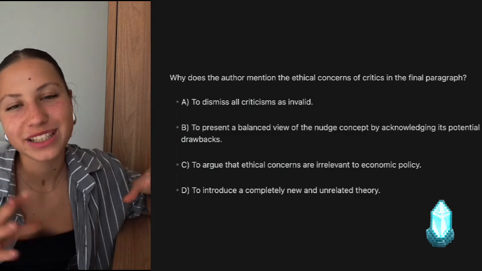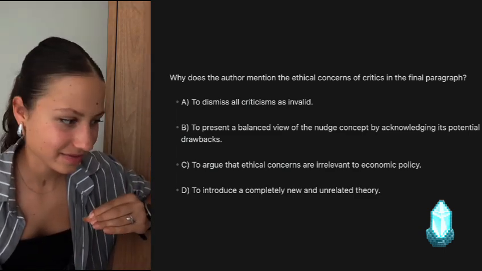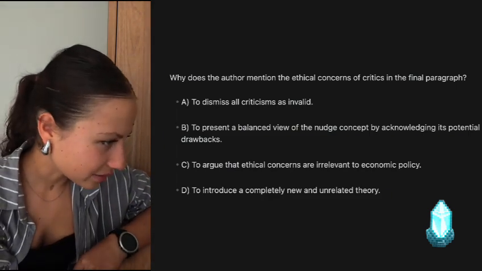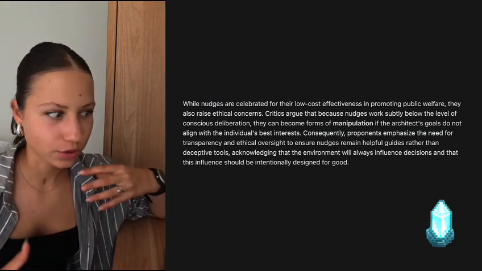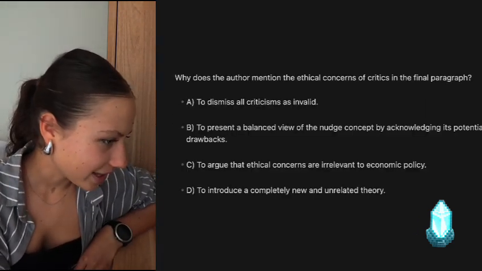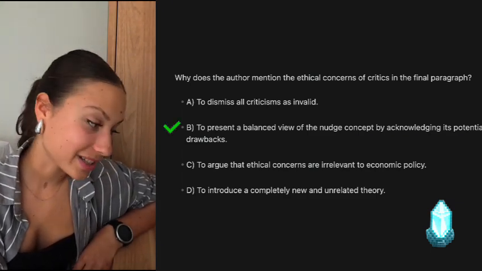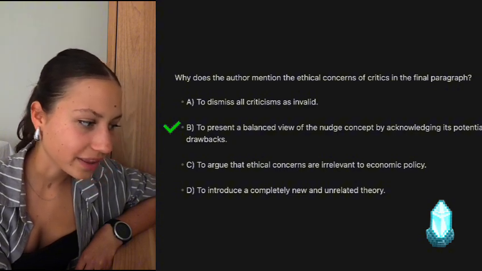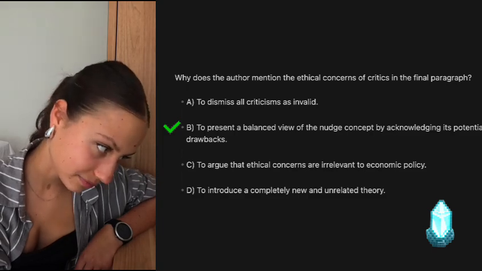So the author spends most of the passage discussing nudges. And in the last one, we see that he's trying to provide a balanced point of view. So the correct answer is B. To present a balanced view of the nudge concept by acknowledging its potential drawbacks. And the last question. You have to choose the most suitable meaning for a highlighted word.